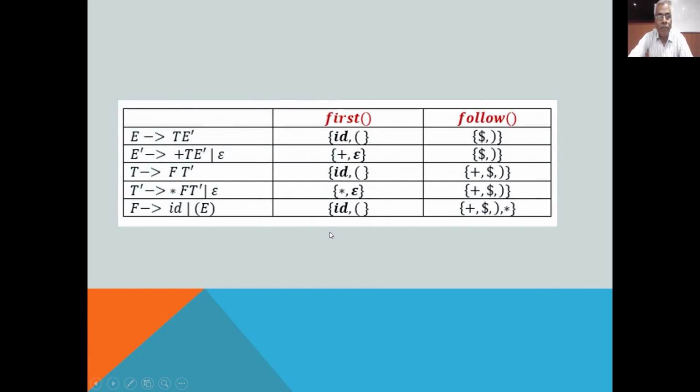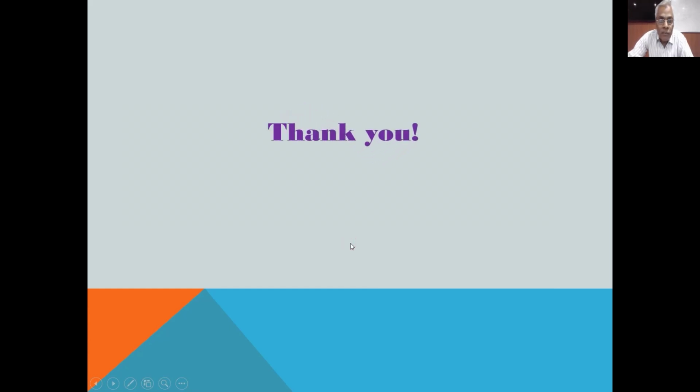Now I have found the first and follow of all non-terminals. This is shown in this table. First of E equal to ID and opening bracket, and follow of E equal to dollar and closing bracket. E dash, plus and null, dollar and closing. Thank you.